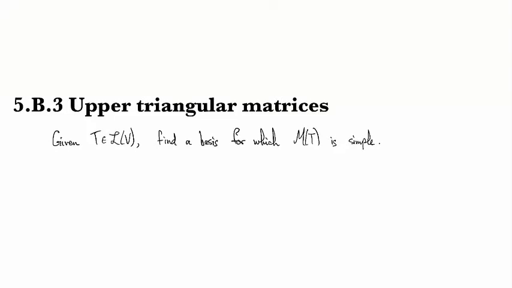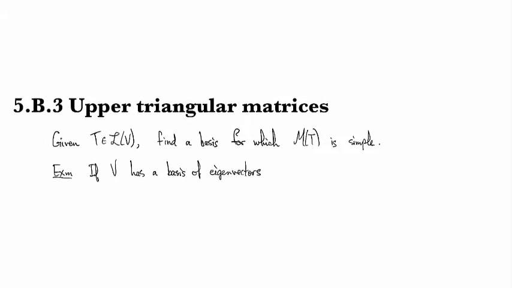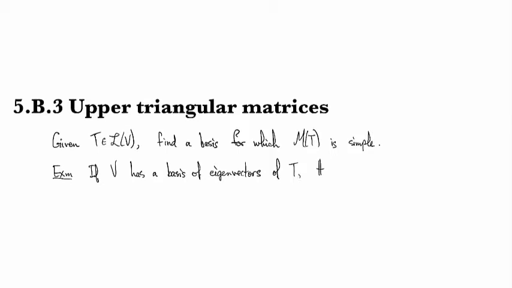And so one extreme example of this is that if V has a basis of eigenvectors of T, then with respect to that basis, the matrix of T is going to be a diagonal matrix.